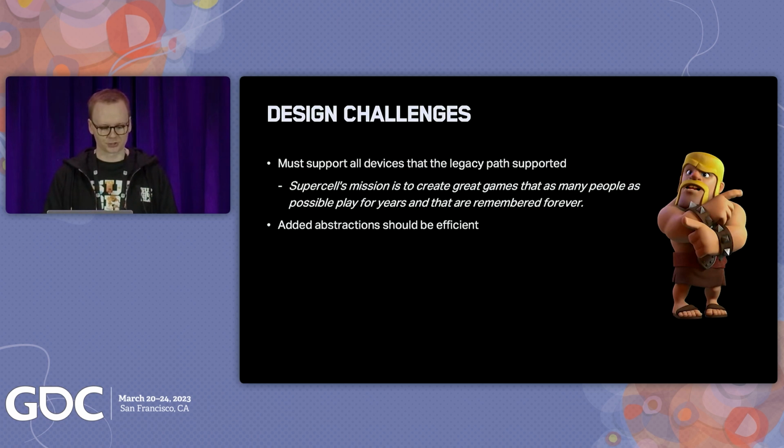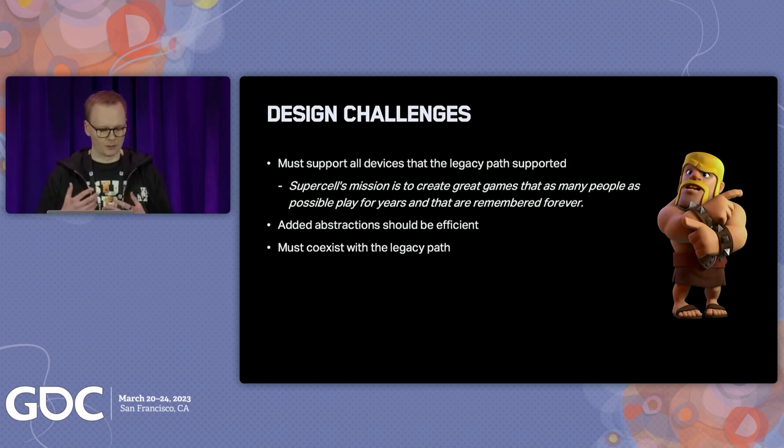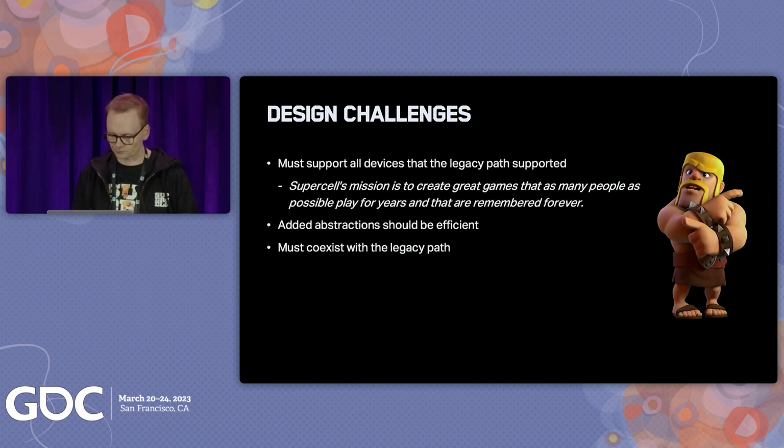So the added abstractions should also be very efficient. We had a very efficient use of OpenGL ES originally because we had built all of our rendering directly on top of OpenGL ES. And abstractions tend to add overhead. So we wanted to keep this to the minimum. This was probably our biggest challenge. We wanted the new render path to coexist with the old render path. So we didn't want to put all of our eggs in a single basket, and we wanted to update our games one after another to make sure that the game before worked before we moved to the next game.